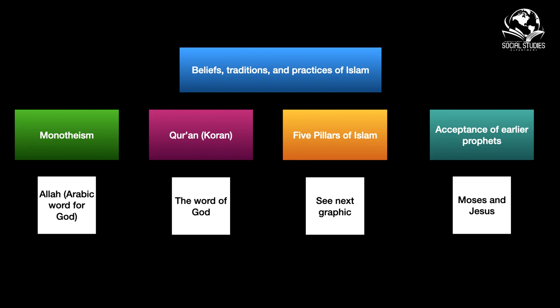Then we have the 5 pillars of Islam. That's going to be on a graphic coming up. We'll talk about them individually. But the 5 pillars are the key things that all Muslims must do. And then finally, Muslims accept earlier prophets like Moses and Jesus.